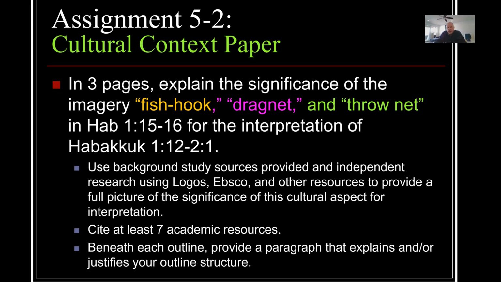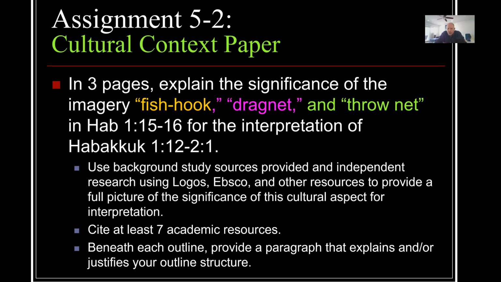Second, we have a context paper in assignment 5.2. In 3 pages, explain the significance of the imagery fishhook, dragnet, and throwNet in Habakkuk verses 15 and 16 of chapter 1 for the interpretation of Habakkuk 1 verse 12 through 2 verse 1.